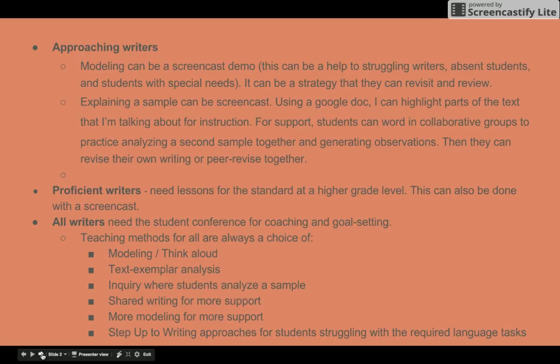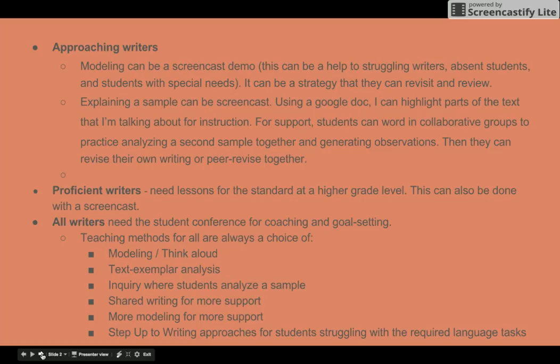You can underline or bold if you're using a Google Doc as your exemplar text. And this can also be helpful for struggling writers, absent students, and students with special needs because they can revisit and review the lesson again to figure out that strategy or pattern that the writer is using. And explaining a sample can also be screencast. Again, you can use a Google Doc and highlight parts of the text that you're talking about for instruction.